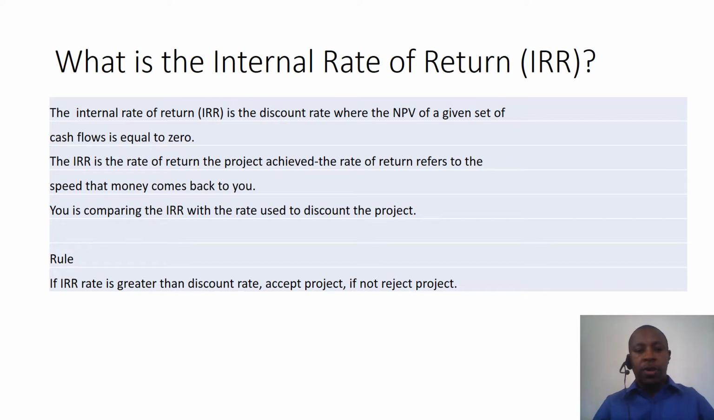The decision rule is comparing the IRR with the rate used to discount the project. Rule: if the IRR is greater than the discount rate, accept the project; if not, reject the project.